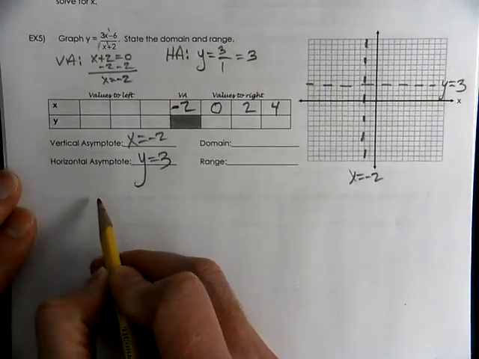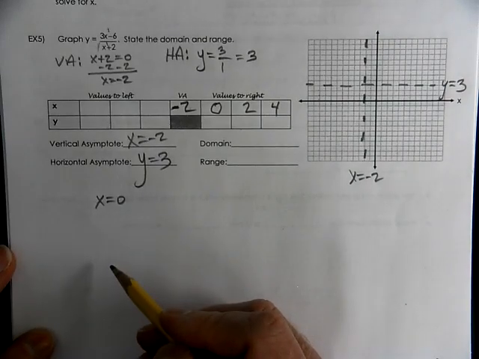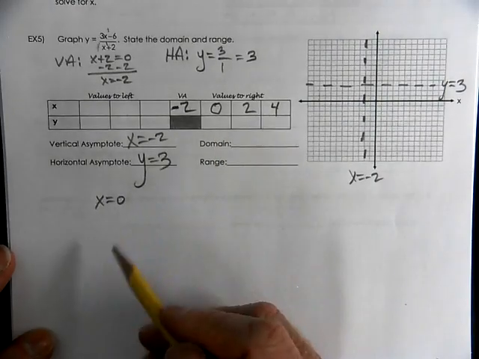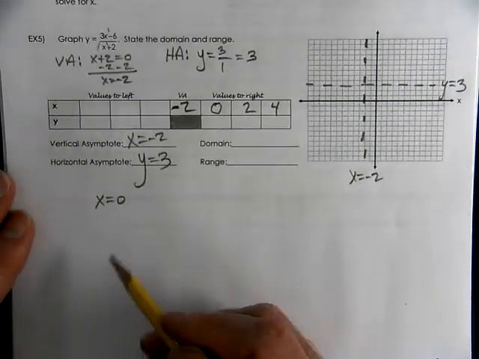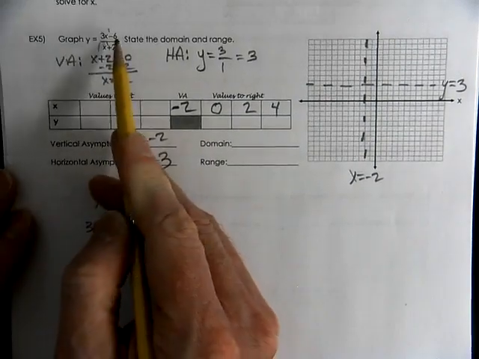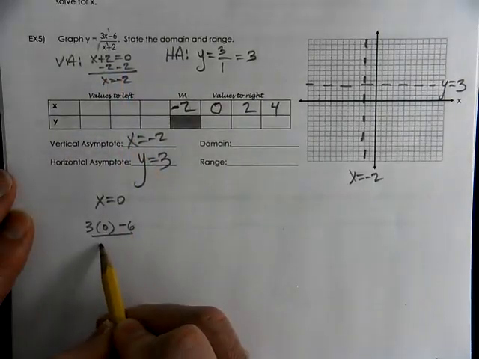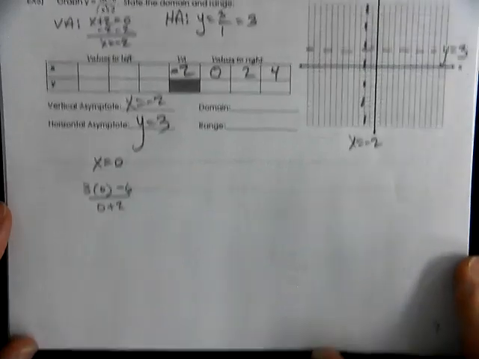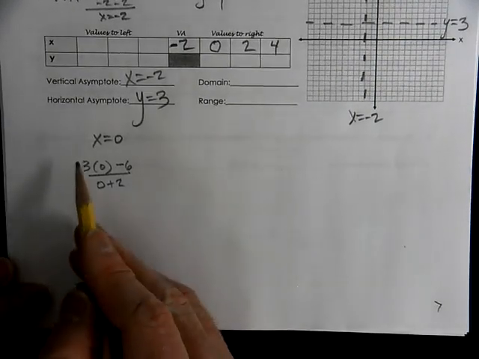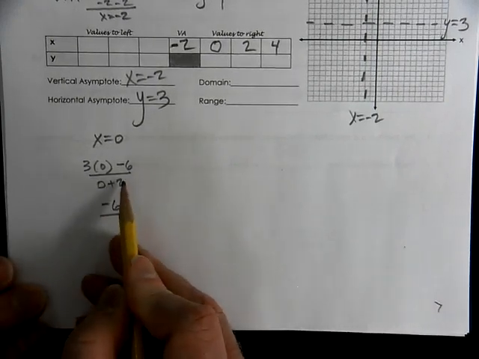So we're going to start with x equals 0. You're going to need to do calculations. Okay, and notice we're not using a calculator. You can do this. 11th grade math, we can pull this off. 3 times 0, -6, 0 plus 2. Okay, I don't expect you to do it in your head. Just write it down. What is 3 times 0? 0. Okay, -6. What is 0 plus 2?